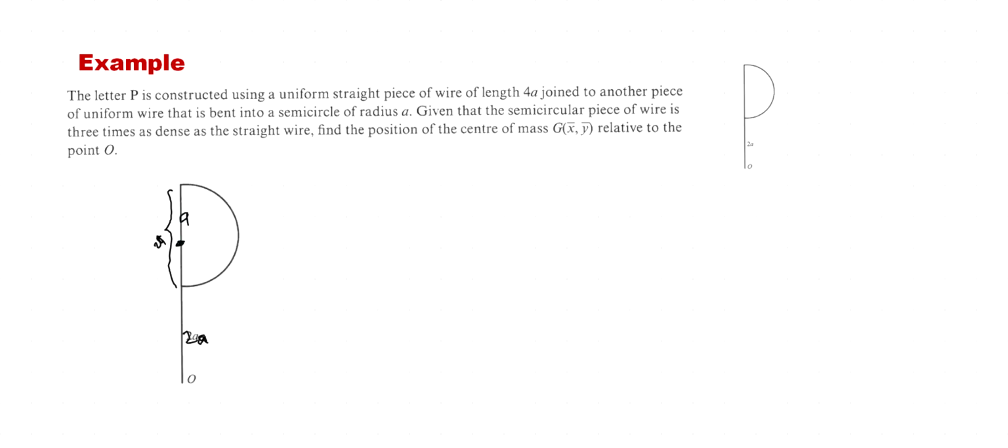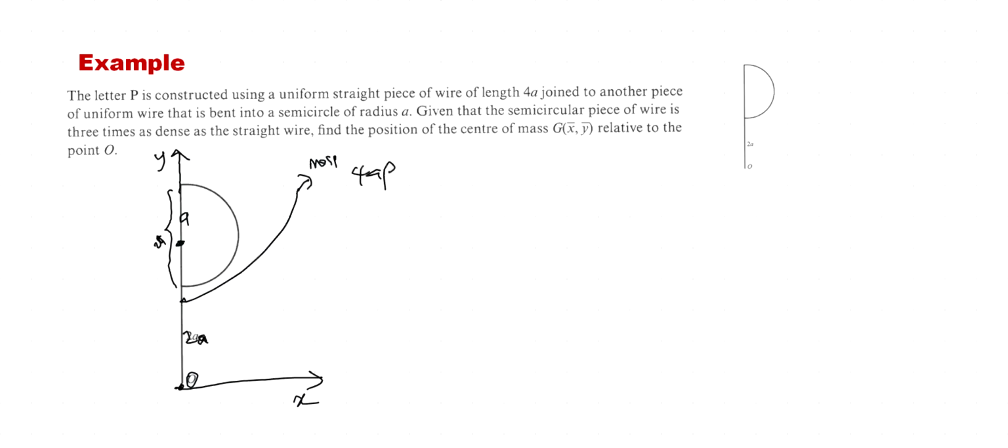Okay, now here is the origin. So this line here coincides with the y-axis. Here is my x-axis. The length of the straight wire is 4a. Therefore, if the unit mass is rho, the mass is 4a rho.